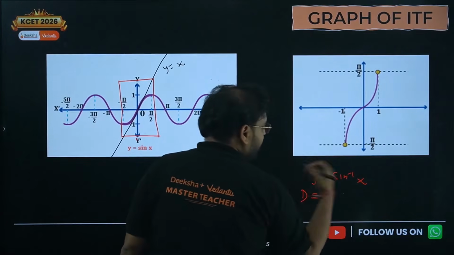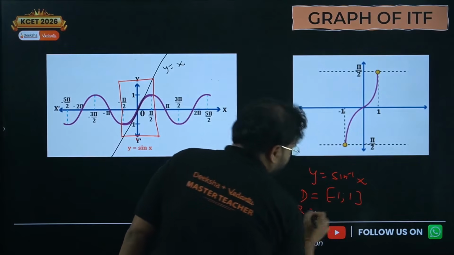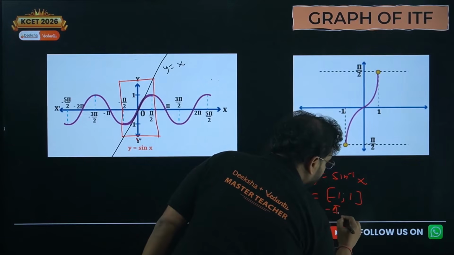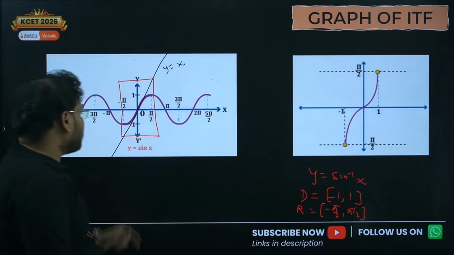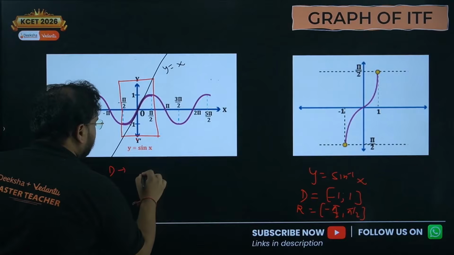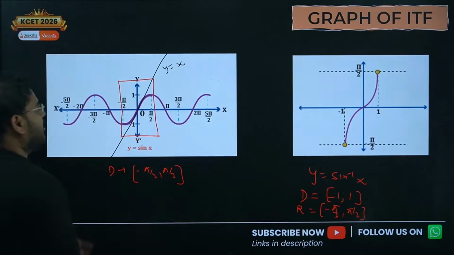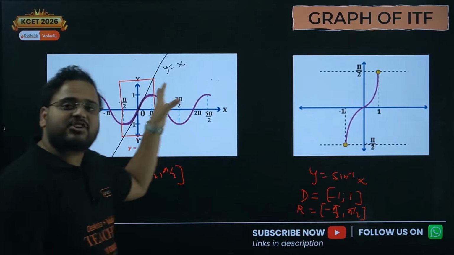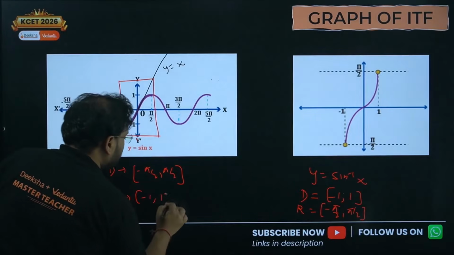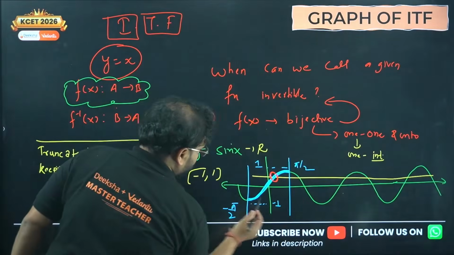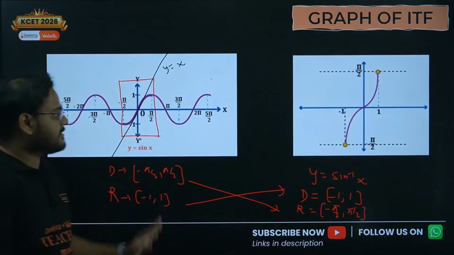Domain is going to be what? Of course, minus 1 to 1. And what is the range? Range will become minus pi by 2 to pi by 2. In this case, what was the domain? Domain was minus pi by 2 to pi by 2. It was not all real. We made the restriction on the domain. So this is the new domain now, and the range is minus 1 to 1. Now check, they are reversed.